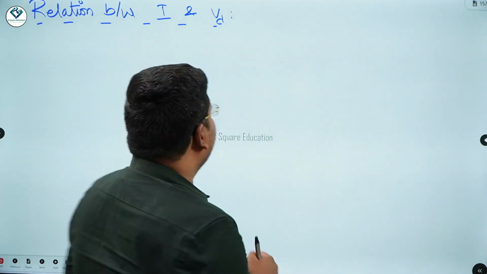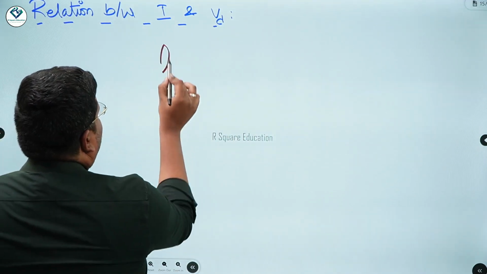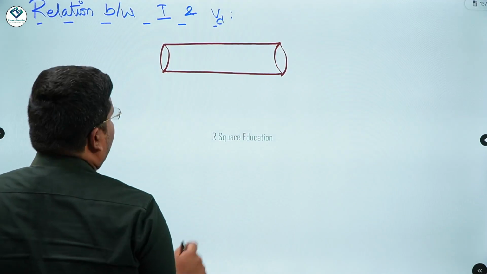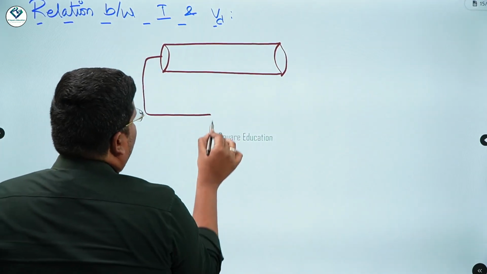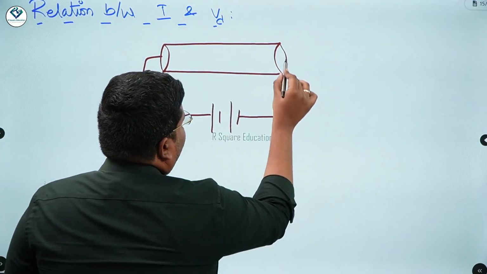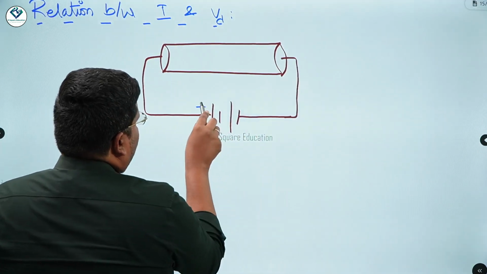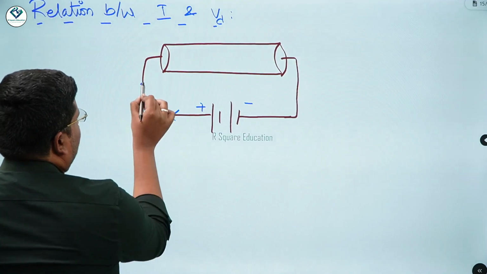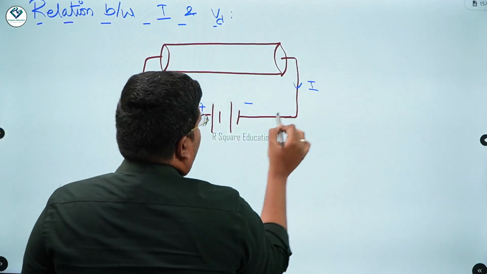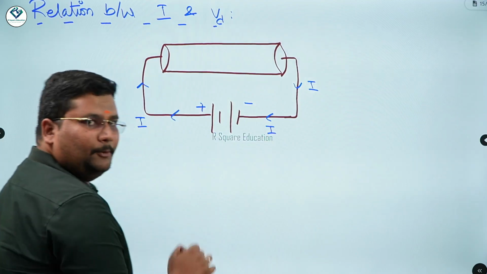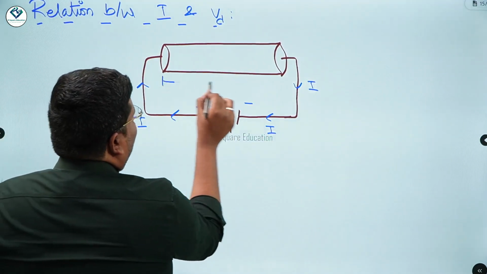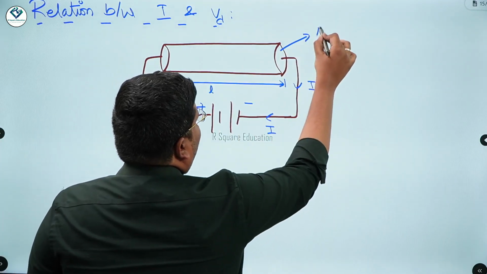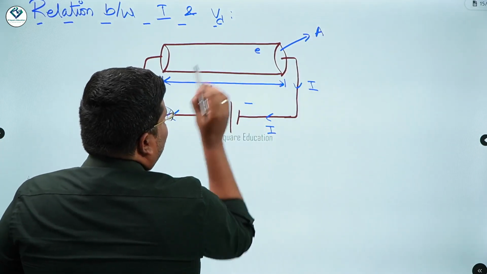OK, so we are going to consider a conductor which is being connected to a battery. So let us have positive and negative. The current is going to flow in this direction, and this is going to be the current which is going to come out. Let me consider the length of the conductor as L, and let the area of the conductor be A and the free electrons be E.